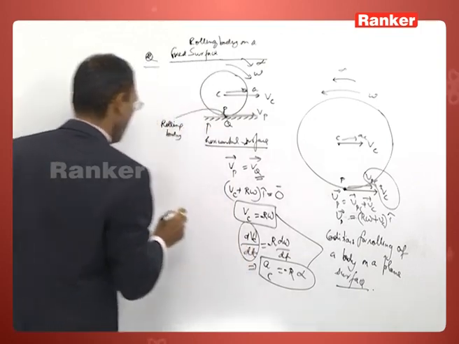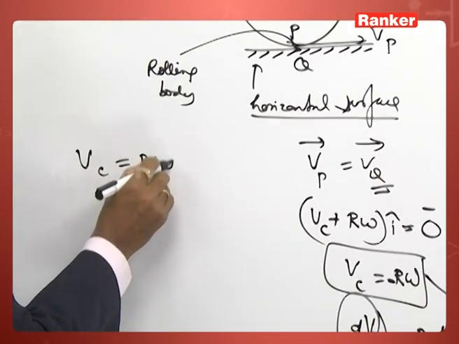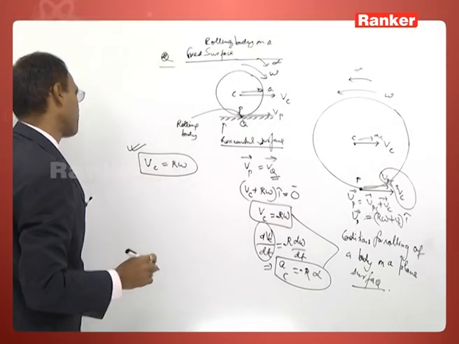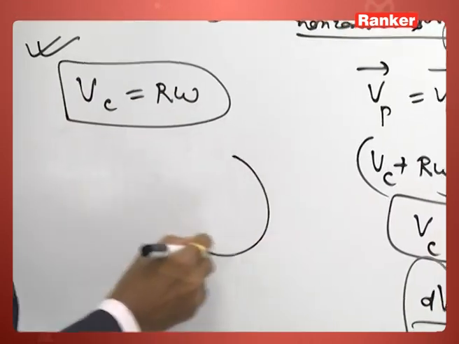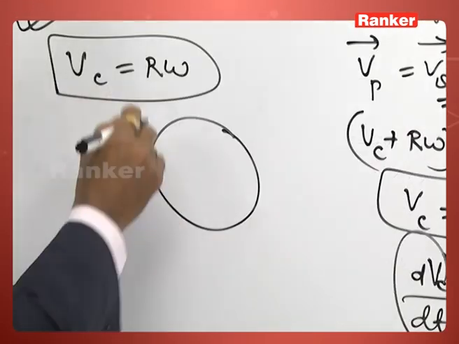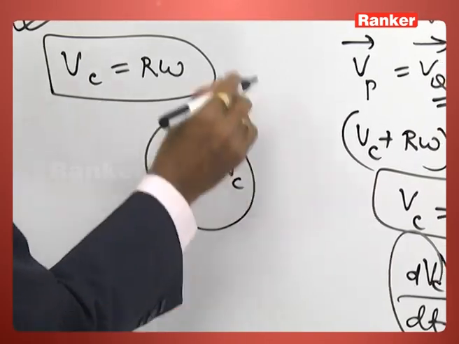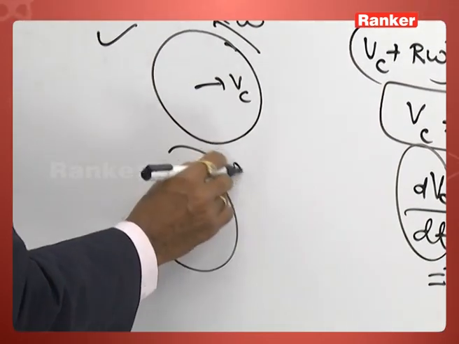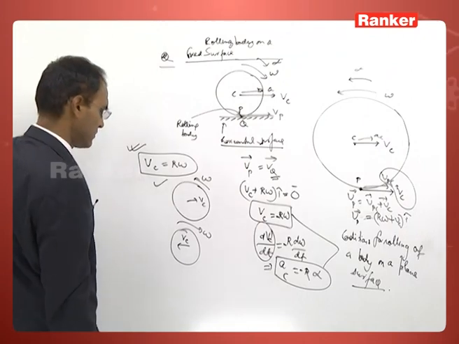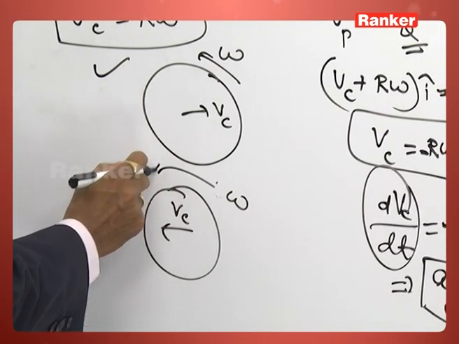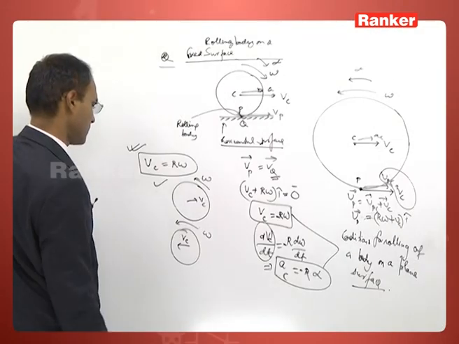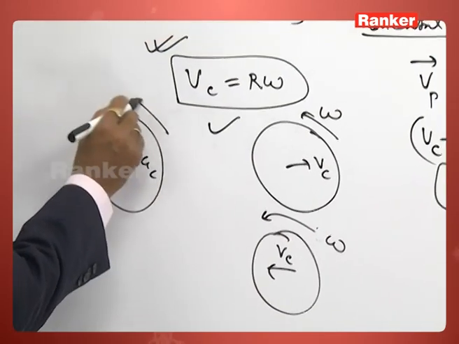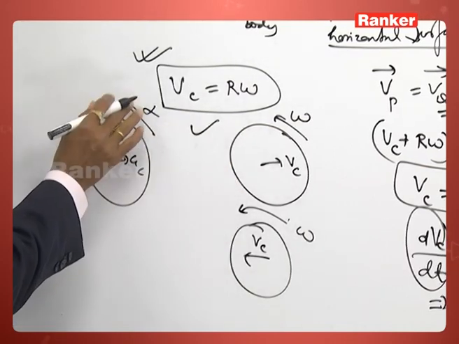So when we write Vc equal to r omega, when you memorize this formula, we also have to remember the conditions. When Vc is in this direction and omega is in this direction, this is correct. Or Vc is in this direction and omega in this direction, then it is correct. And when Ac is in this direction and alpha in this direction, you cannot write Ac equal to r alpha.